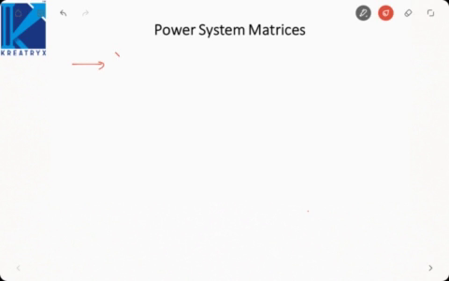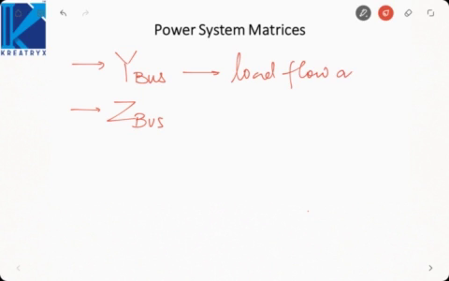One is your Y bus matrix, which is also called the bus admittance matrix. The other is your Z bus, which is called the bus impedance matrix. Now what is the physical significance of these two matrices? Y bus is used for load flow analysis.